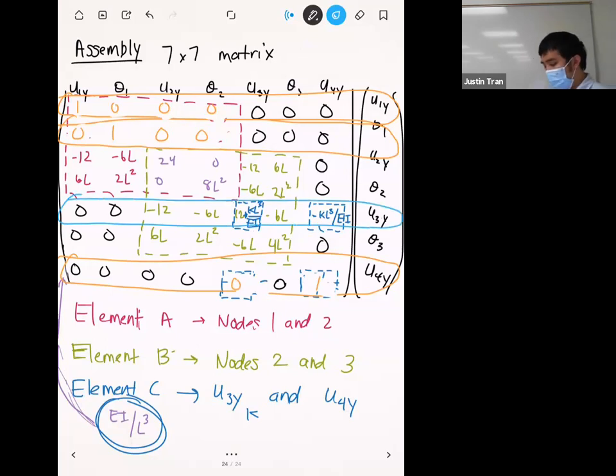And our last boundary condition here is our load, which we're applying vertically on node 3. And so we're going to have our load of P applied here. In fact, it's going to be minus P.